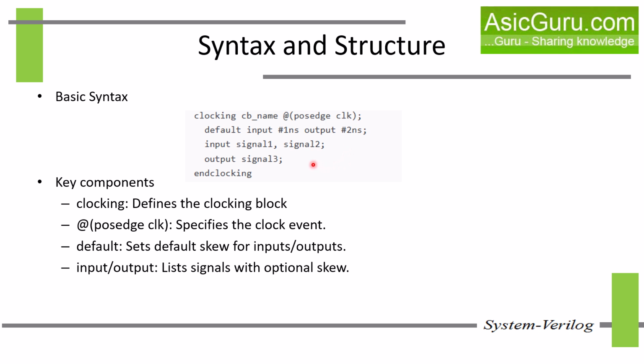Next we are listing a few signals for sampling and driving. These are the signals which are synchronized with the clocking block, and each of these signals can optionally override the default skew values. So in a clocking block we mainly have three parts. First is the clocking event, next is the clock skew values, and next is the clocking signals which are synchronized with respect to this clock.